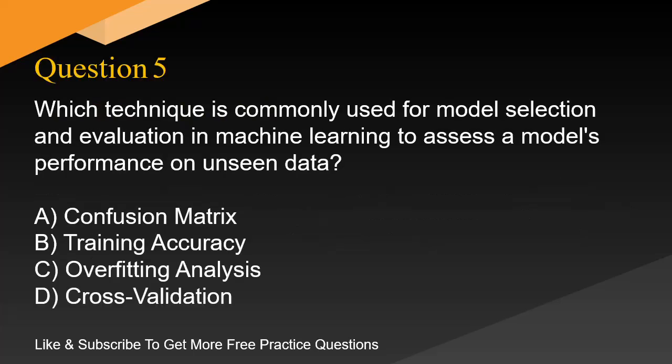Question 5. Which technique is commonly used for model selection and evaluation in machine learning to assess a model's performance on unseen data? A. Confusion matrix. B. Training accuracy. C. Overfitting analysis. D. Cross-validation.